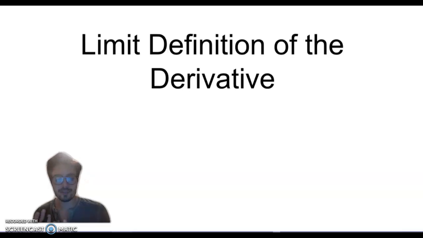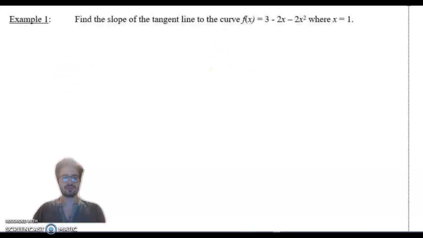Okay, guys, so let's actually apply the limit definition of the derivative and see how it's useful. So again, we said the derivative gives us the slope of tangent lines. So let's look at this first example. I want the slope of the tangent line to this curve when x equals 1. So you can imagine we have some graph. At the point where x equals 1, I want to know what is the slope of that tangent line.